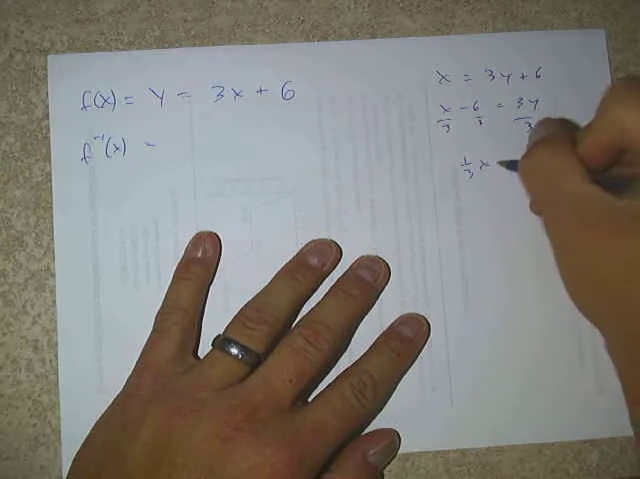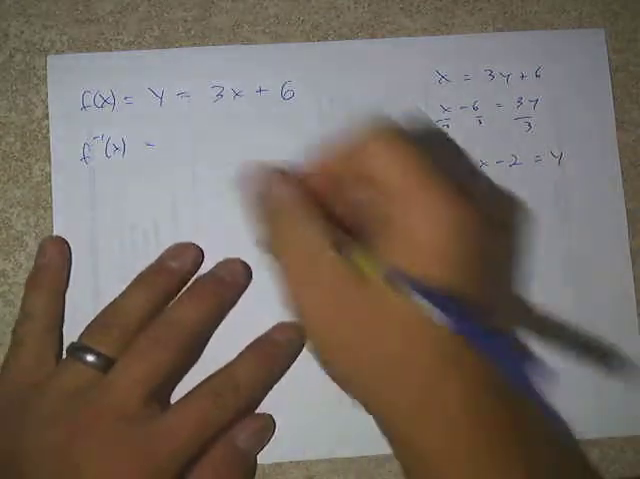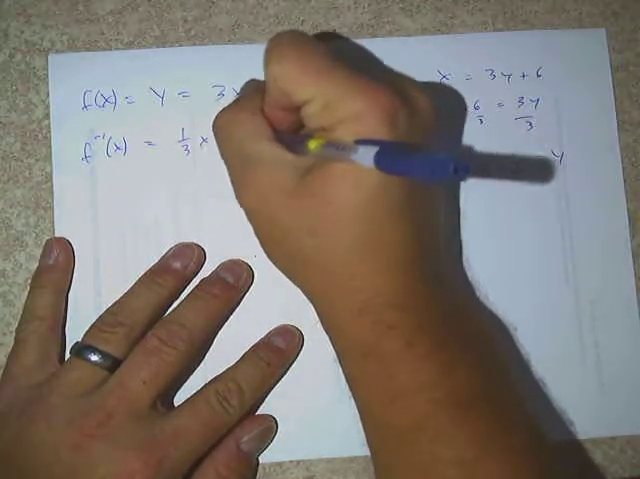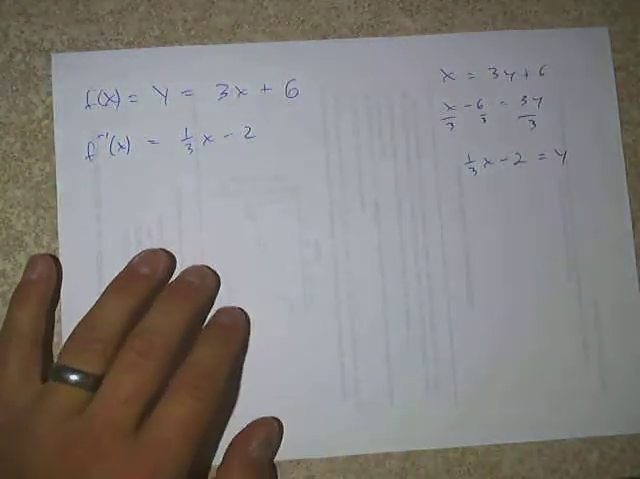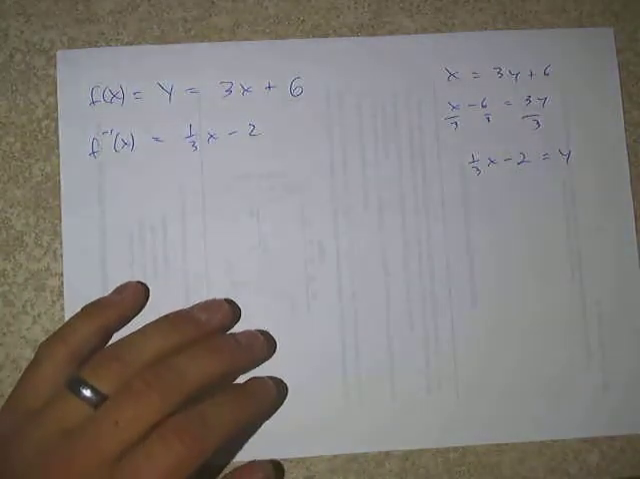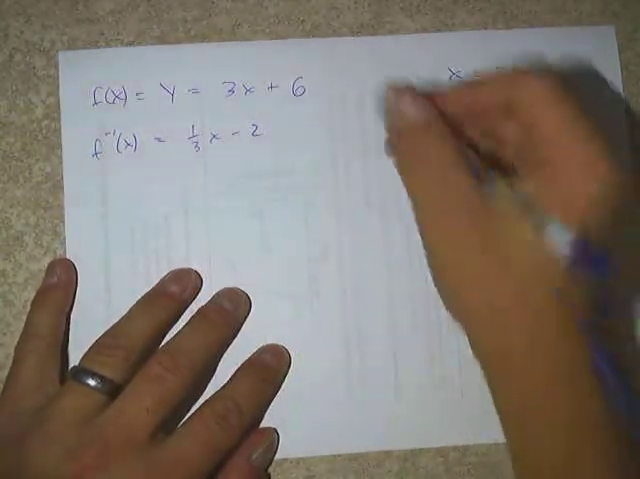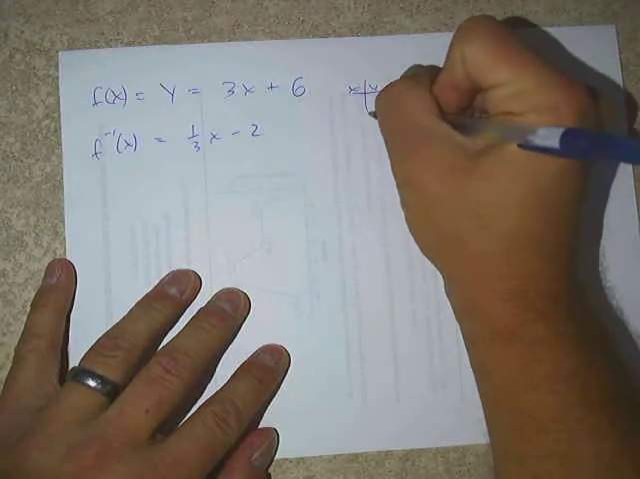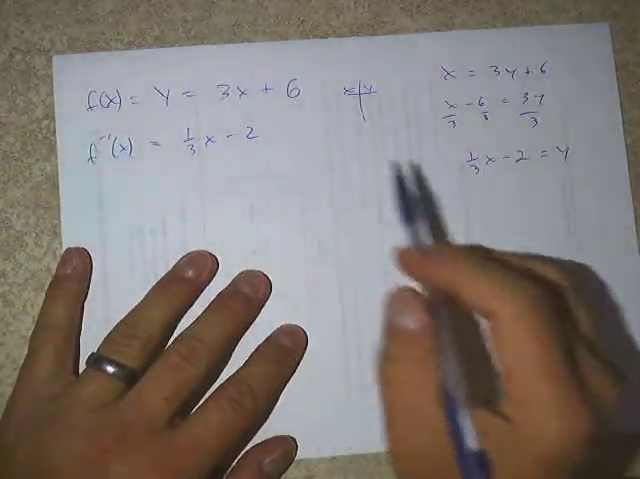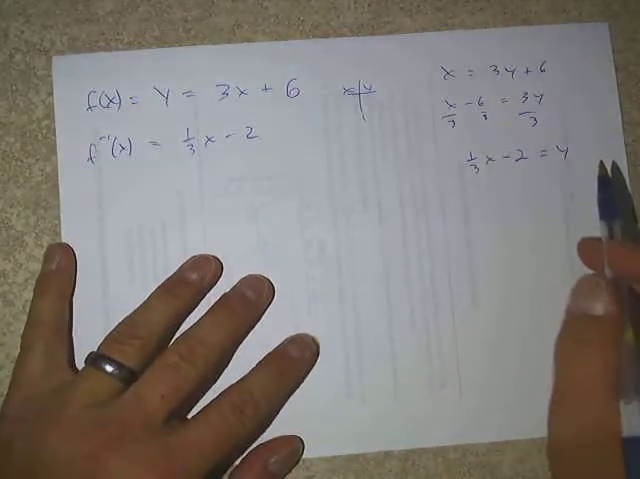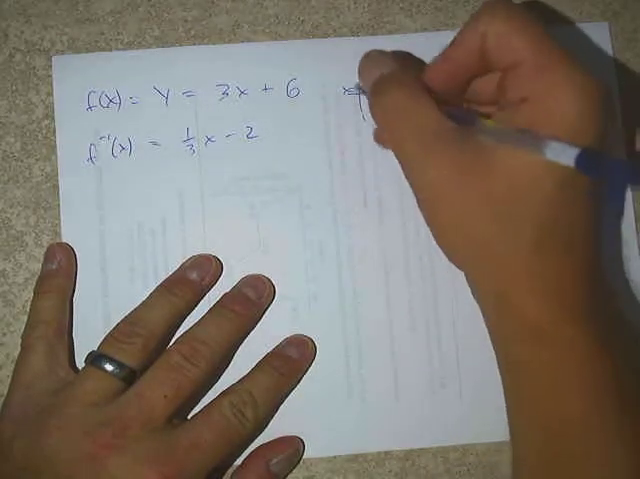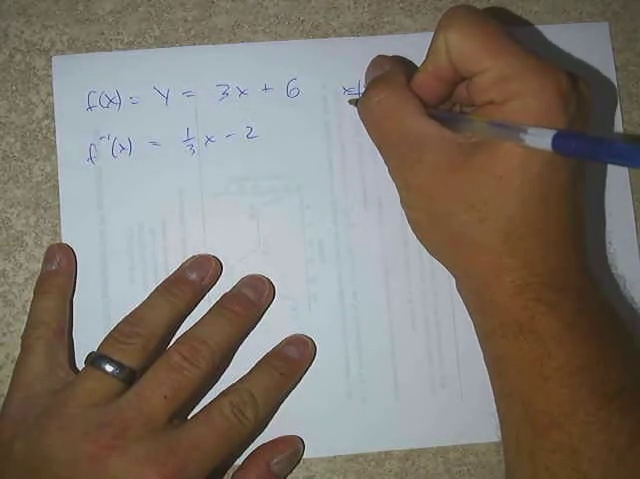So if we do it, we'll get 1/3 x minus 2 equals y. So our claim at this point is that the inverse of 3x plus 6 is 1/3 x minus 2. And again, you can check that by table, by graph. If you graph these two and see if they look like they're reflections over the line y equals x, you could be convinced.